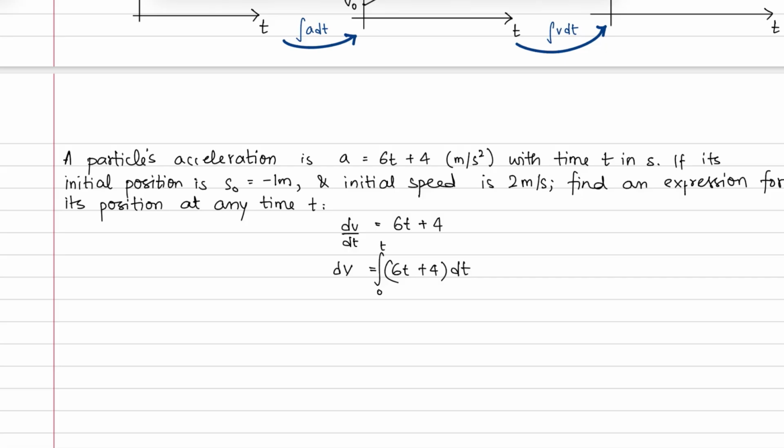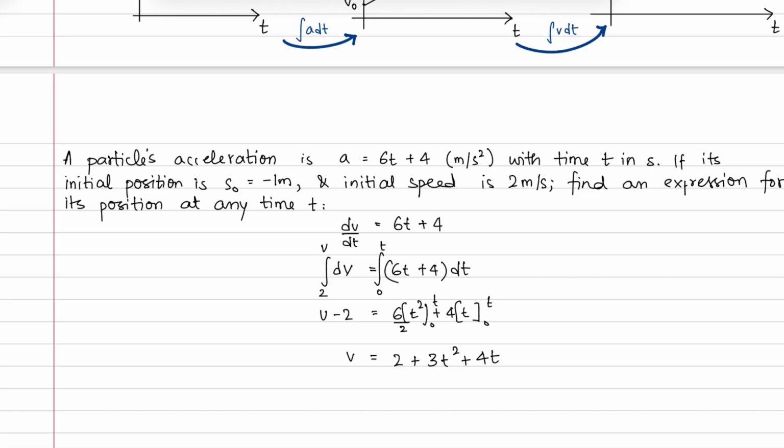So essentially, you have to do the integral carefully. At time t equal to 0, it has an initial speed of 2, and say it goes to v. So now you have v minus 2 is equal to, in this case, 6t squared over 2 plus 4t, which gives you v is equal to 2 plus 3t squared plus 4t.